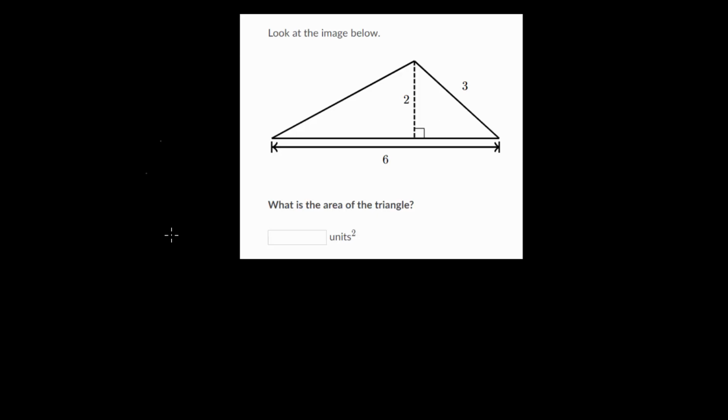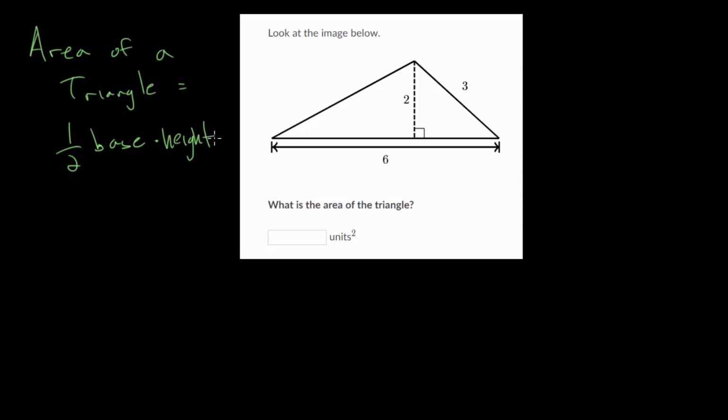So let's look at a few more examples of finding the area of triangles. And remember the area of a triangle. Let's write out our formula. So area of a triangle is always going to be equal to half the base of the triangle, so the bottom side, multiplied by the height of the triangle.